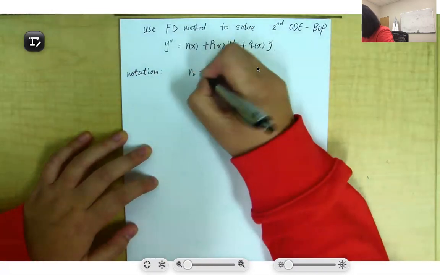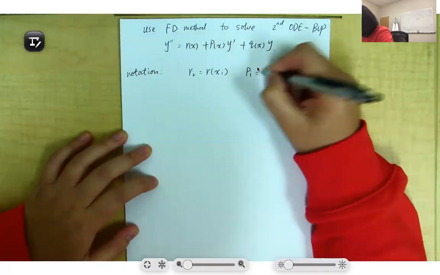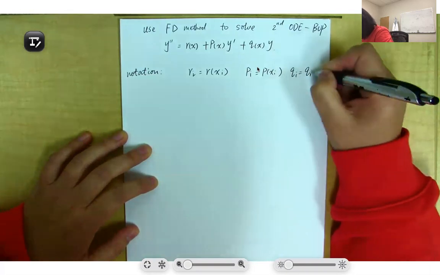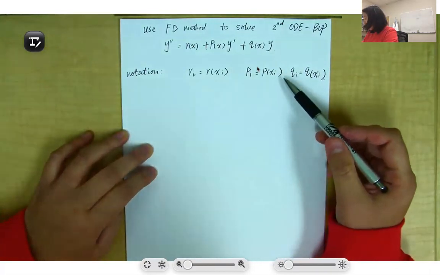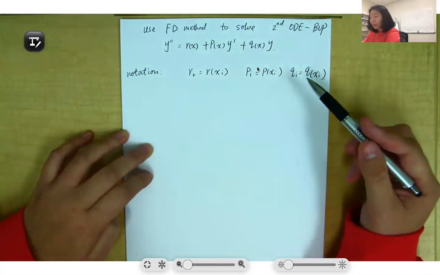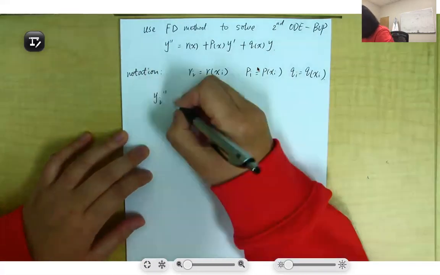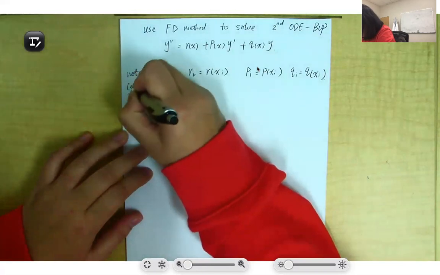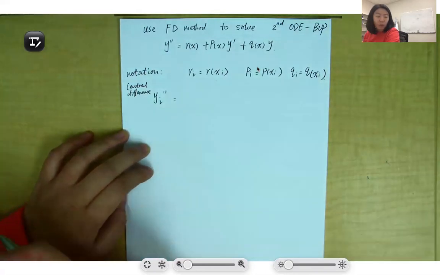is ri will be equal to r at xi. Okay, pi will be equal to p at xi. qi will be equal to q at xi. So those are the forcing function and the coefficients as functions of x, evaluated at the point xi. Okay, and yi double prime will be equal to, using central difference, right? Using central difference instead of backward Euler or forward Euler because the central difference is more accurate.